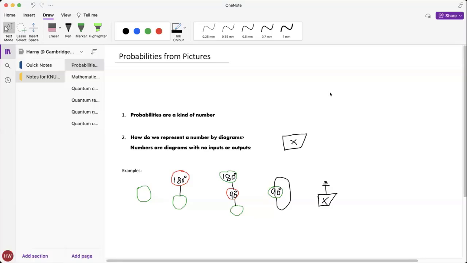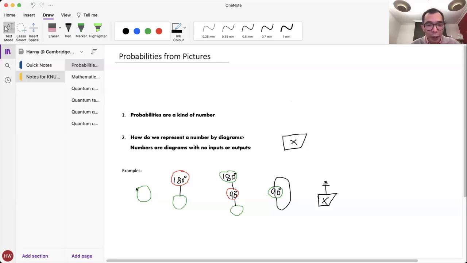Basically, the idea is very simple, because any probability is a kind of number, right? So the problem becomes, how do we represent a number by diagrams? And the answer is very simple. Numbers are just diagrams with no inputs and no outputs, like this diagram. You can see there are no outputs and no inputs. But this is a general box. So we can give some examples.